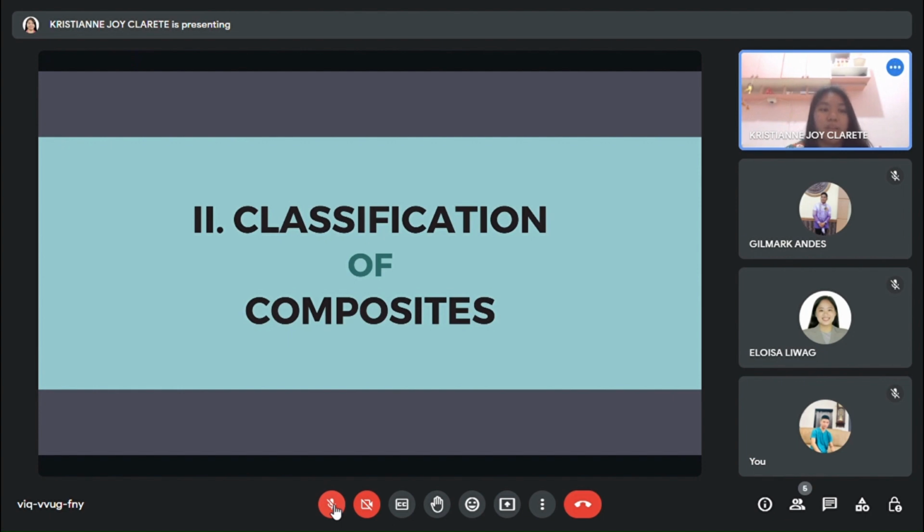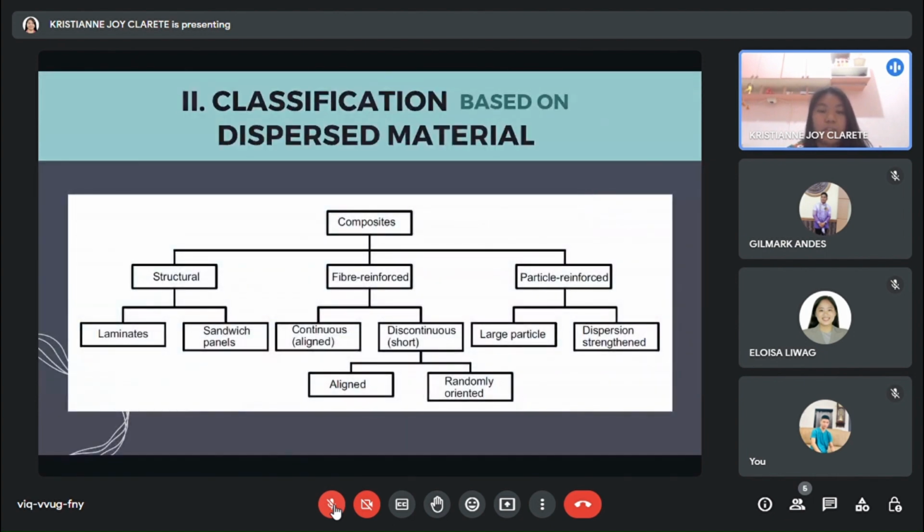Moving on to the final topic, we have the classification of composites. This classification is based on the dispersed material. As you can see in the figure, there are a lot of classifications and types of dispersed materials.